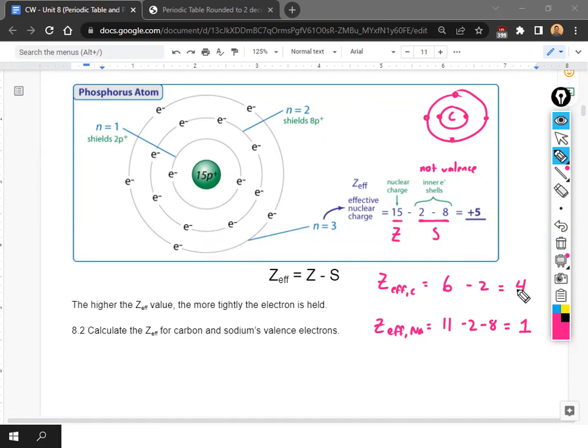So which electrons are more attracted to the atom? Carbon's valence electrons or sodium's valence electrons? Yeah, carbon. These are more attracted, or held more tightly, and that makes sense, right? Because carbon only has 2 shells, whereas sodium has 3 shells, so they're further away, and so they'll be less attracted.